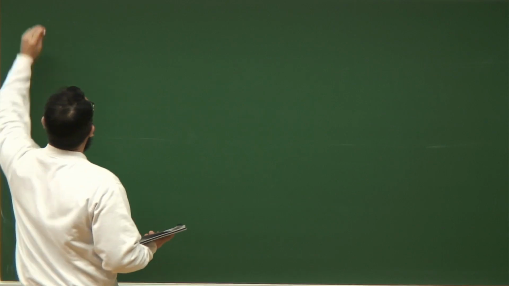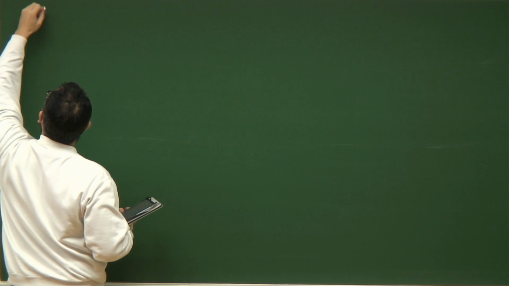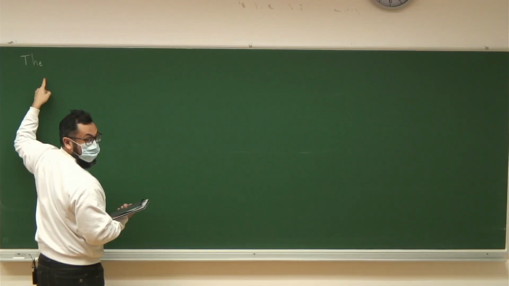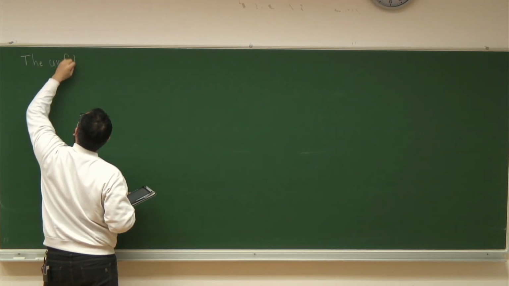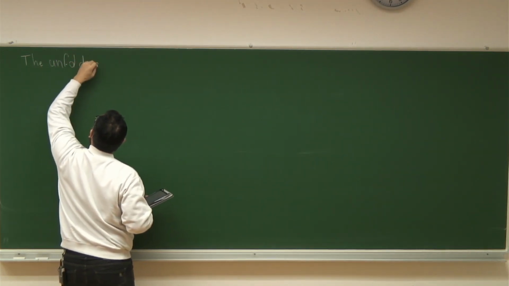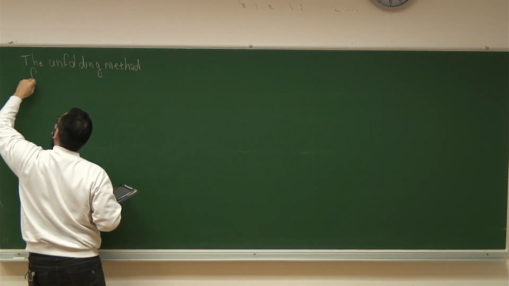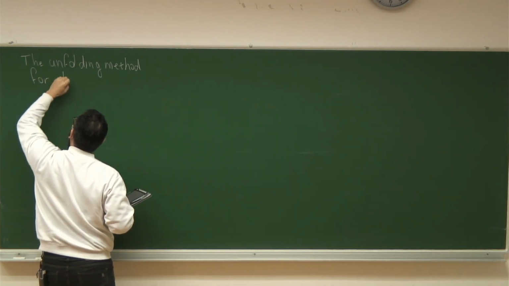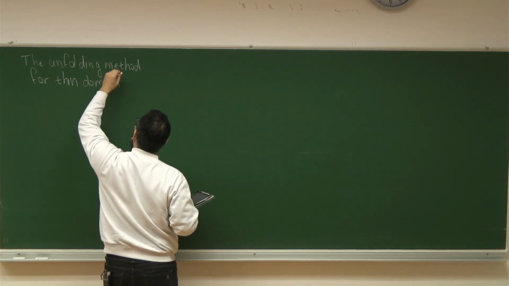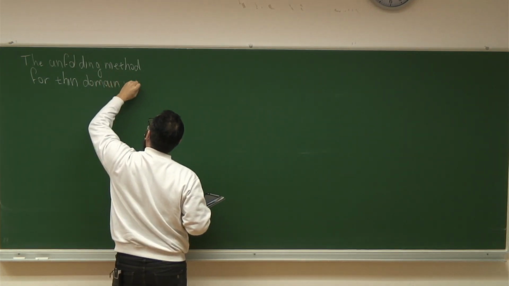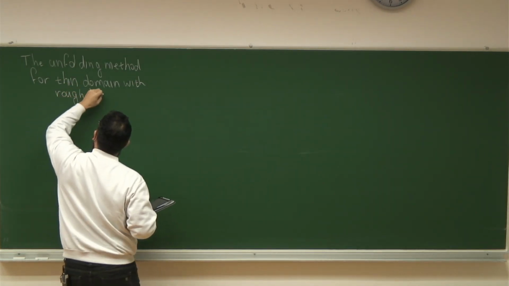So I will be speaking about the method I commonly use, which is the, I don't know if it's too small, you can tell me, which is the folding method for thin domains with rough boundaries.